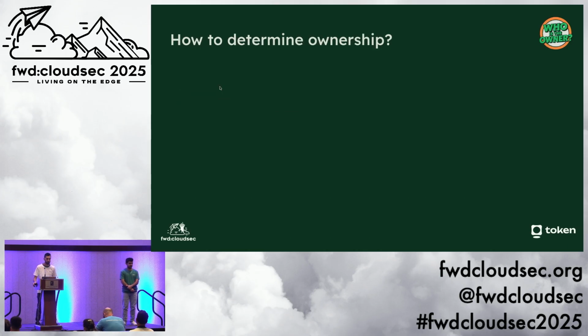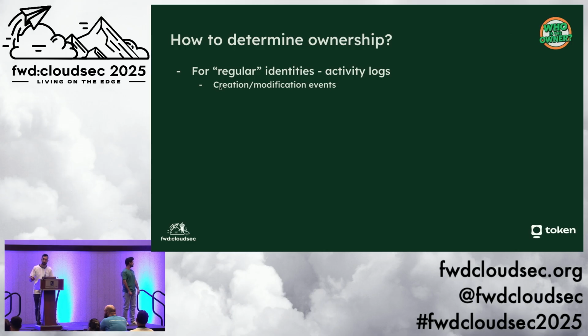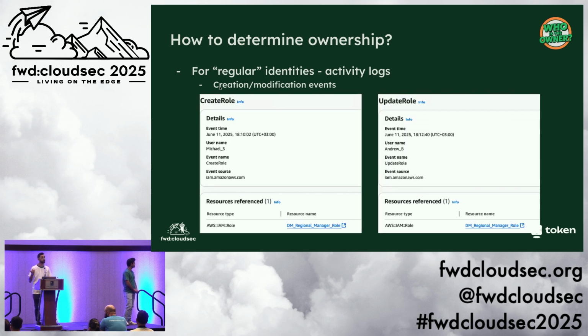Now, how do we determine ownership in the first place? So with regular identities or non-infrastructure as code managed identities, the most straightforward thing we can do is look at the activity logs. If we find the creation event or other management events being done on that identity, then we can see who the actor was and determine the owners. So if we take a look at these examples from CloudTrail, we can see that Michael and Andrew were the creators and updaters of this specific role. So in this case, it's very simple to determine that Michael and Andrew are the owners of this identity. Sorry.